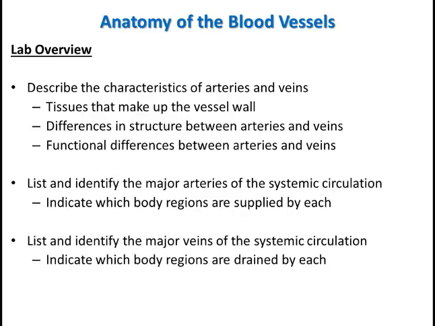And then from that point back towards the heart, we're going to list and identify the major veins of the systemic circulation, as well, of course, as indicating which body regions are drained by each of those veins. And then lastly, we're going to spend a little bit of time talking about the pulmonary circulation. So that circuit leaving the right side of the heart, going towards the lung for the blood to be refreshed, coming back to the left side, ultimately to be pumped through the systemic circulation.